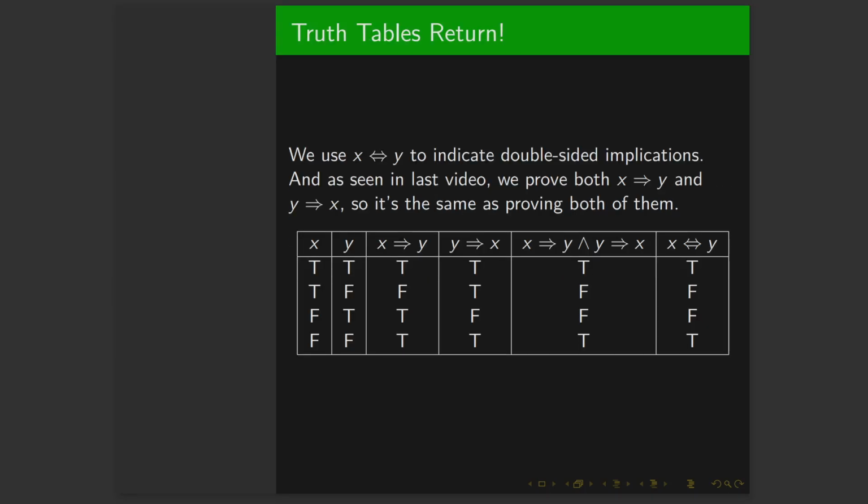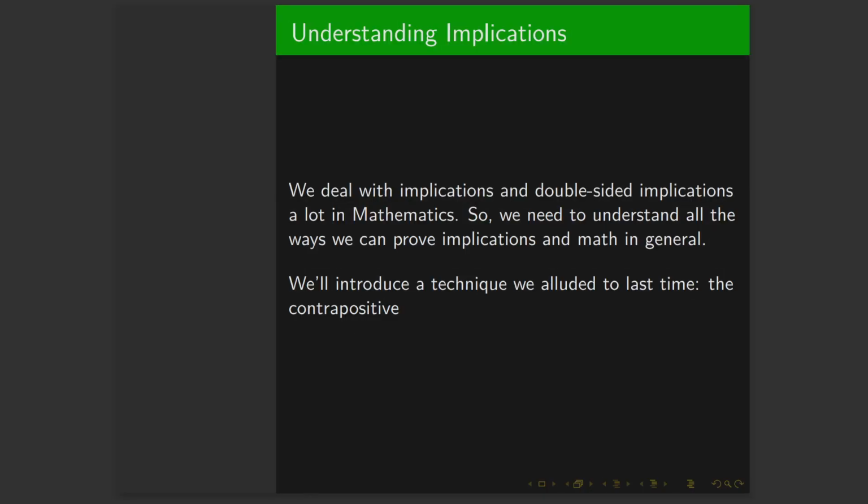If we look at the truth table of double-sided implications, we use this weird symbol, two lines in the middle and an arrow pointing in both directions. It's logically equivalent to x implies y and y implies x. So they're actually the exact same thing. Now we're going to introduce a technique that we alluded to last time called the contrapositive.